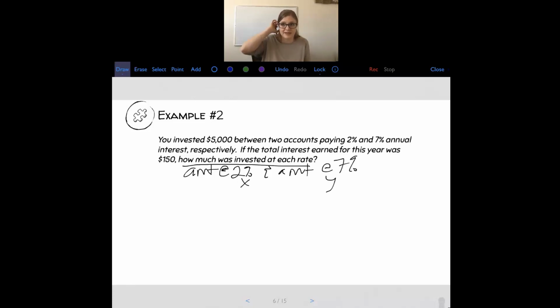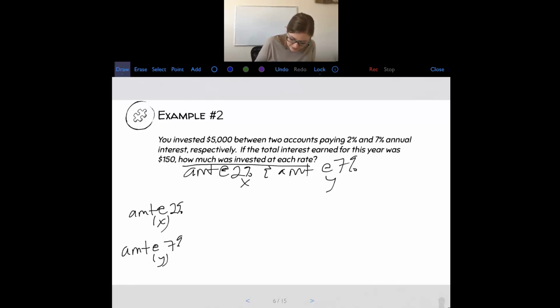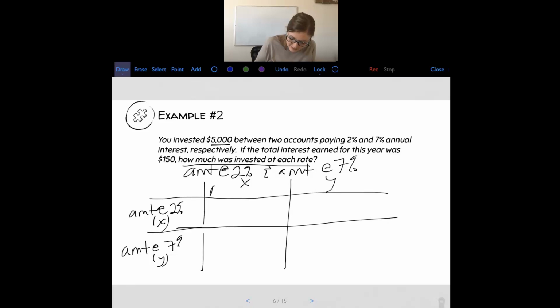Okay, for this problem, I'm going to make a table just as another strategy as to how to organize and solve the problem for your work here. So we have an amount at 2%, and we have an amount at 7%, which is y. Okay, and then our two pieces of information here that we're given are we have a total amount invested, so amount invested, and we also have the total interest for each. Okay, so then we have interest. And here we're going to call this our totals.